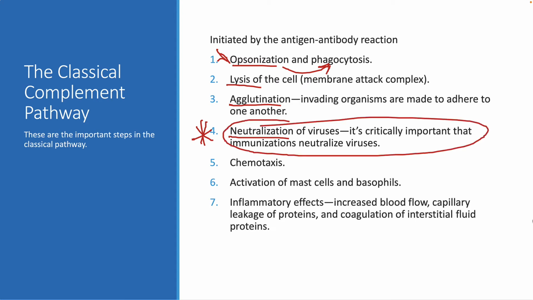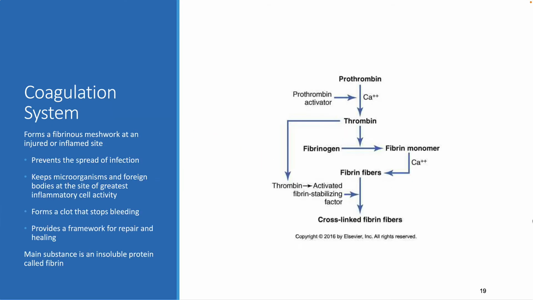Chemotaxis is getting the right substances to the area. Activation of mast cells and basophils, that's another important role of complement. And then those inflammatory effects that we've been talking about: increasing blood flow, the capillary leakage of proteins, coagulation of interstitial fluid proteins, and so on. Okay? That's the complement pathway, the classical complement pathway.